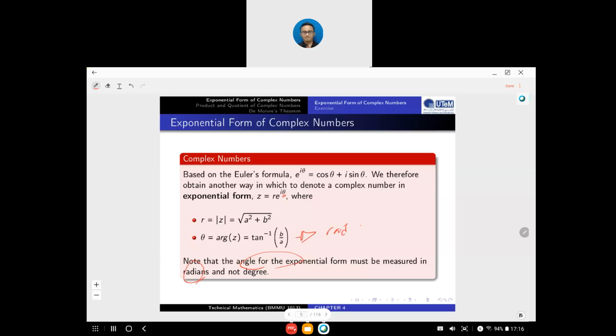Tak boleh dalam degree. Make sure when you want to transform your complex number in terms of exponential form, your theta must be radian. Kalau polar form tak apa, theta you dalam degree or radian.